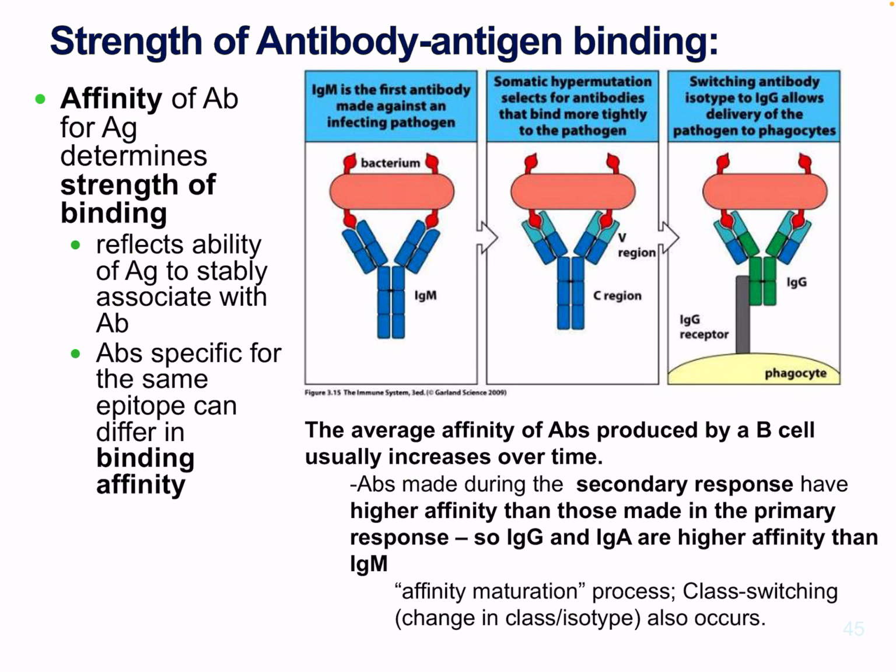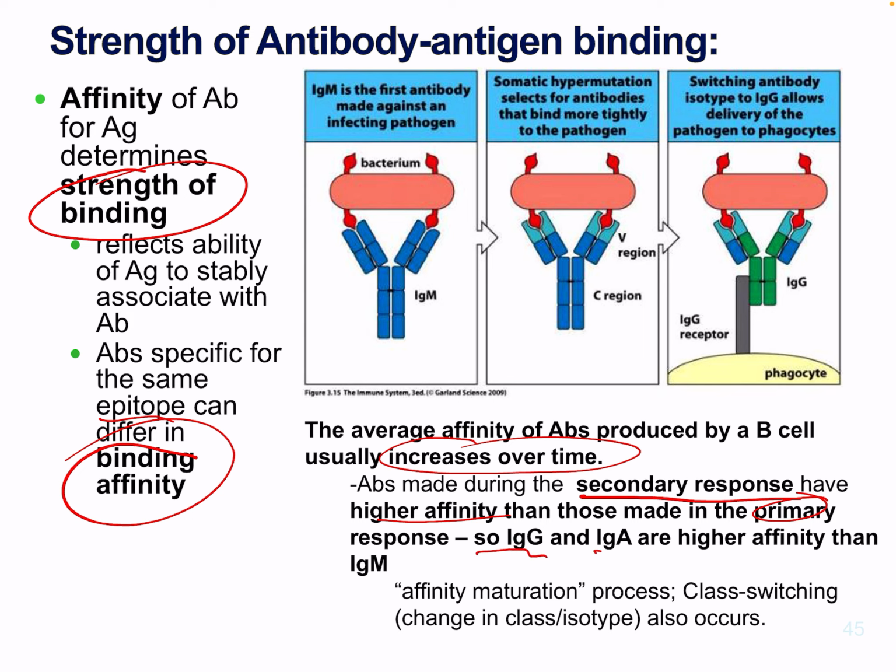So the affinity of the antibody for antigen determines the strength of binding. It reflects the ability of the antigen to stably associate with the antibody. Antibodies specific for the same epitope can differ in binding affinity. The average affinity of antibodies produced by a B cell usually increases over time, as we said, with affinity maturation. Antibodies made during the secondary response have higher affinity than those made in the primary response. So IgG and IgA are higher affinity than IgM.